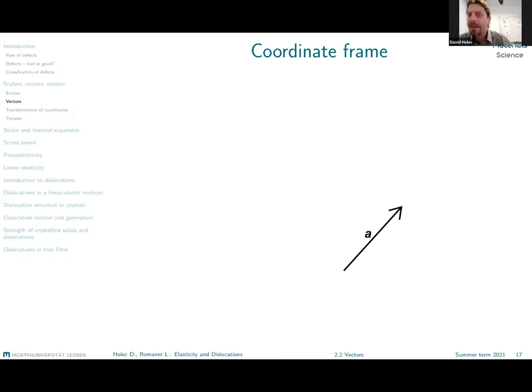But what if I was writing you an email, right? I'm very unlikely going to make a photograph of myself and say, hey, the vector points from my right hand to my left hand. I'm more likely going to say, consider a vector which has certain components. And in order to provide you with these components, to be able to put down the components of the vector, I need to define a coordinate frame.